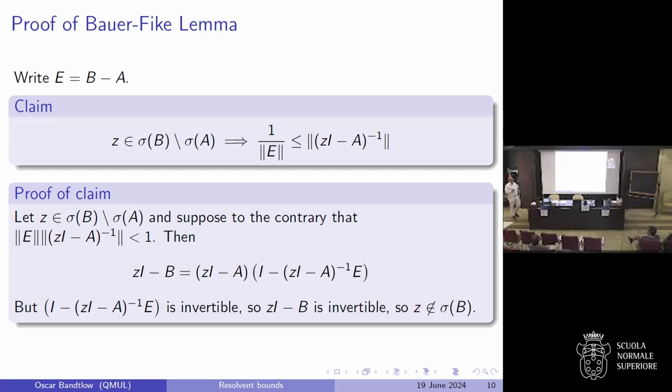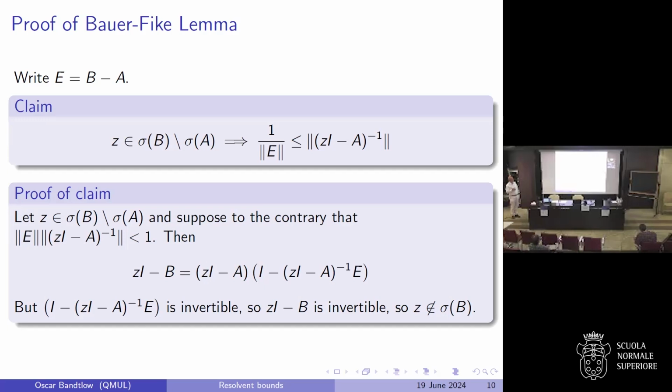So how do you do this? Here you can see this is the basic perturbation theory. All of perturbation theory works like this. How do you do it? Suppose that Z belongs to the spectrum of B, but not to the spectrum of A. So what I'm trying to do here is I'm going to prove the contrapositive, okay? So I'm not going to show this, I'm going to show the reverse. So let's suppose that Z has this property, and suppose to the contrary that this inequality here is violated.